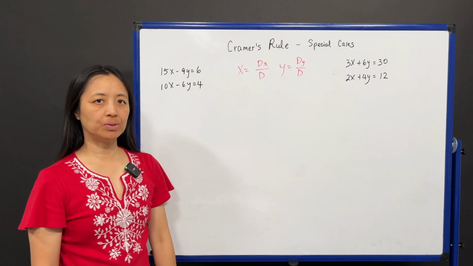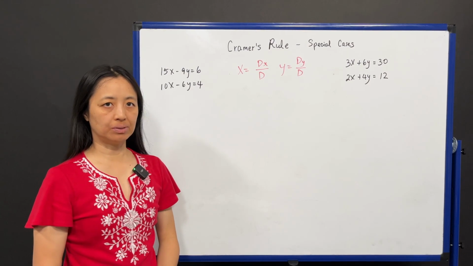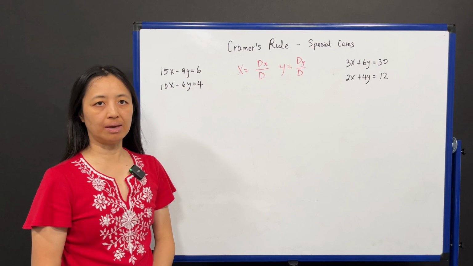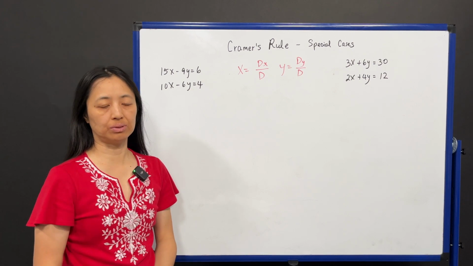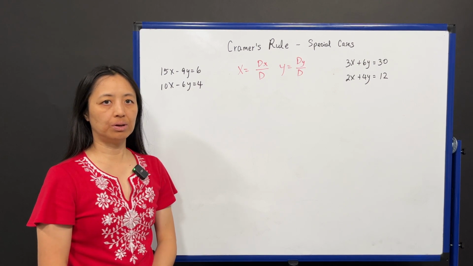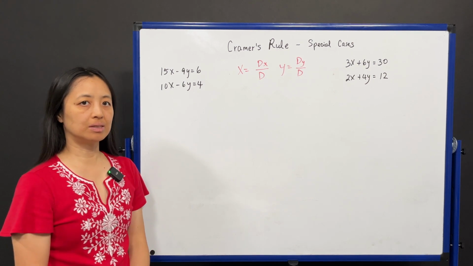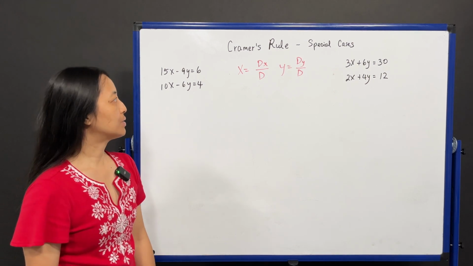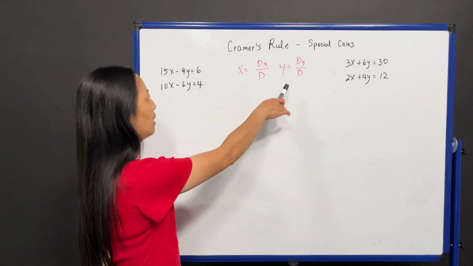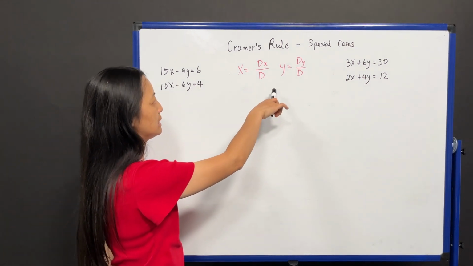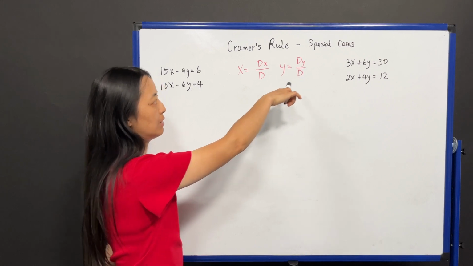When you're using Cramer's rule to solve systems of linear equations, what happens when you run into the case where there is no solution, or where there are an infinite number of solutions? Let's take a look at these special cases. As a reminder, to find x and y, we need d of x divided by d, and for y, we need d of y divided by d.